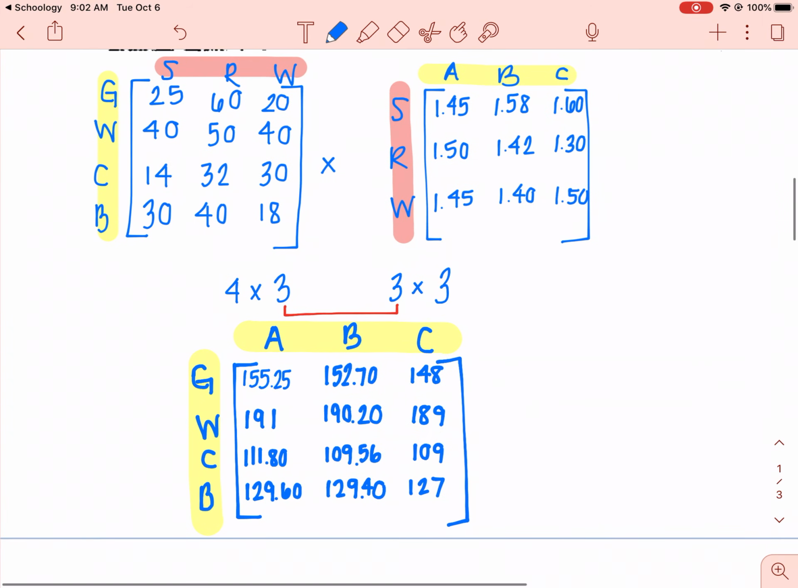If you did not get the same answer, please double check that you typed the matrices in correctly, as well as that you have the correct order. If you have it reversed, it's not going to work.